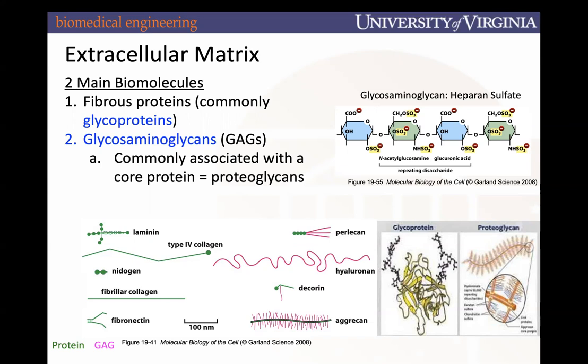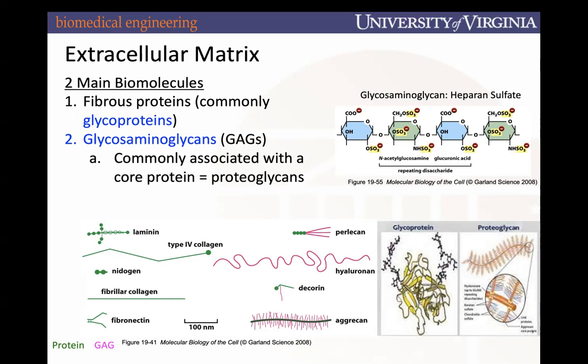So to remember which one is which, look at the suffix. Glycoproteins are mostly proteins. Proteoglycans are mostly going to be GAGs or glycans. They're going to be mostly sugar. And so a way to try and tell the difference between the two is to look at the suffix to remind you what that molecule mostly consists of.